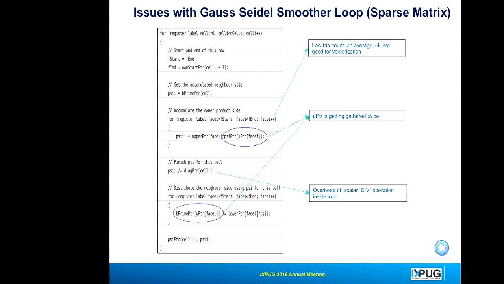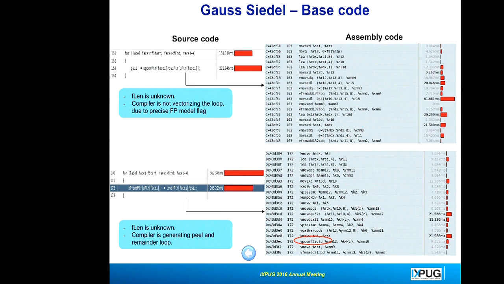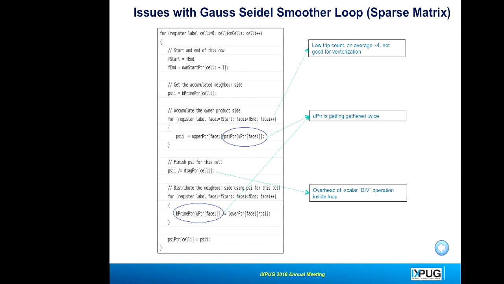In this, if you see, this is the default code of the compiler, and what happened is that the f length is unknown. Each time in this cell loop, you go over each cell, you have a number of faces, and this is very dynamic. You don't know the number of faces. It can go from 3 to 24 or whatever. So the compiler doesn't know how to vectorize this at compile time.